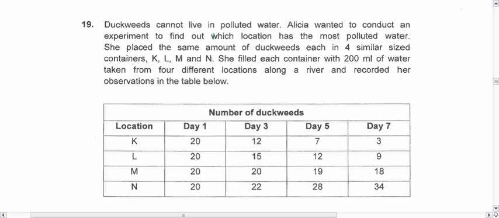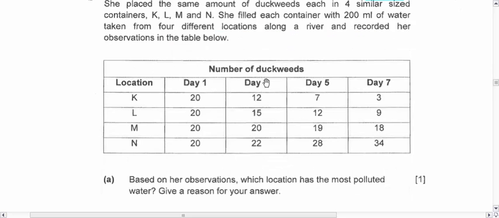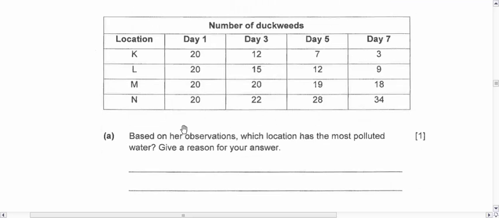Alright, so duckweed cannot live in polluted water, so she wanted to conduct an experiment to find out, what does she want to find out? Which location has the most polluted water. So she carried out this whole experiment, and these are the observations that she has. So for K, you notice that the number of duckweed was the least as compared to the rest. For N, actually the duckweed increased. Okay, so you're supposed to answer this question based on her observations. That means based on this whole entire table here. Alright, which location has the most polluted water? I want the most polluted water.